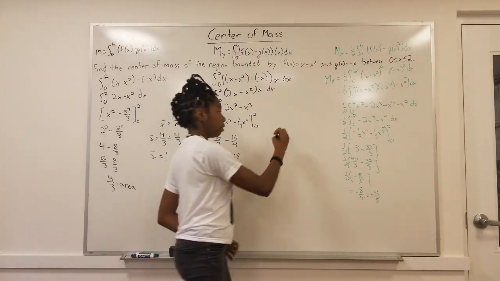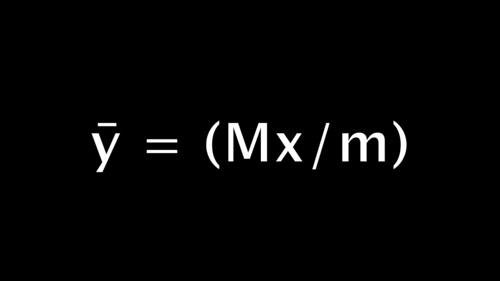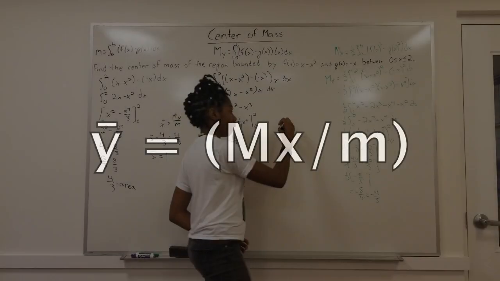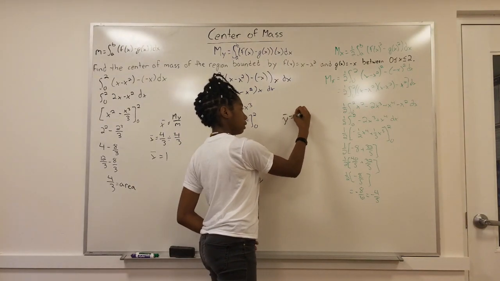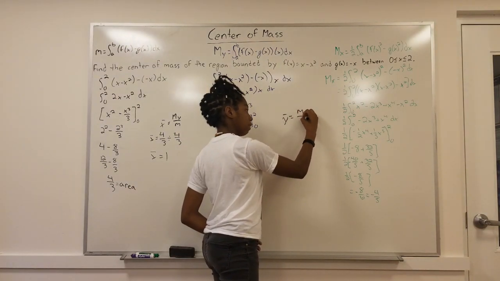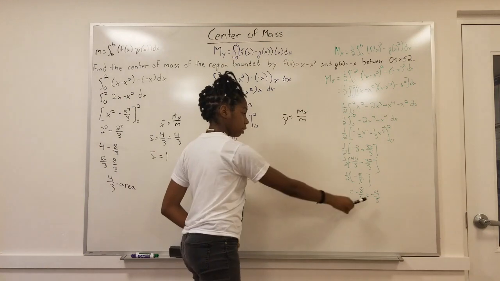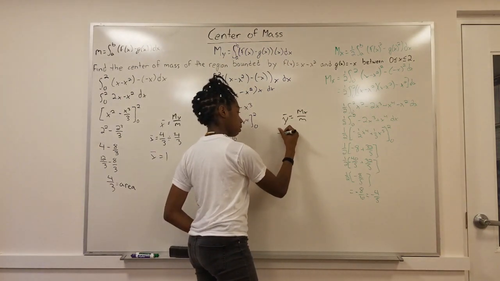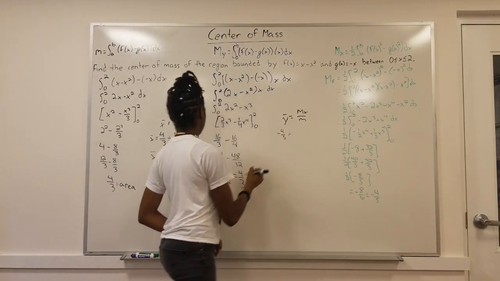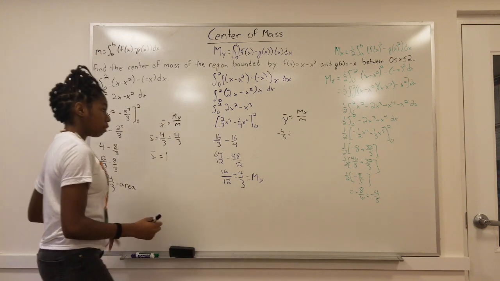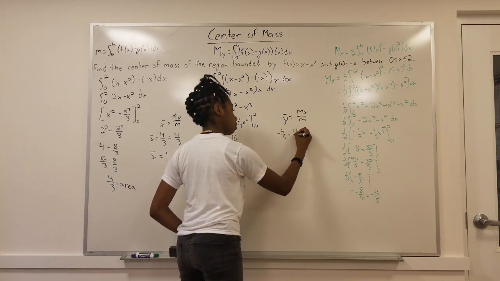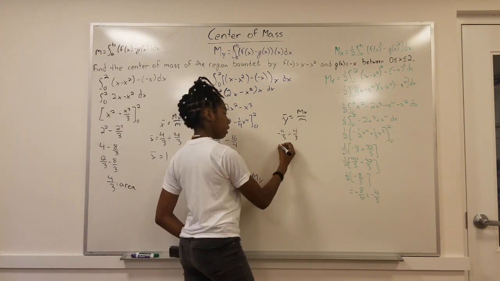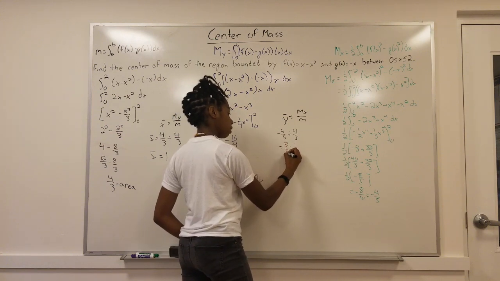Then you want to do y bar, which is the moment of x divided by the mass. So negative 4/5 divided by the mass is 4/3. So then you get negative 3/5.